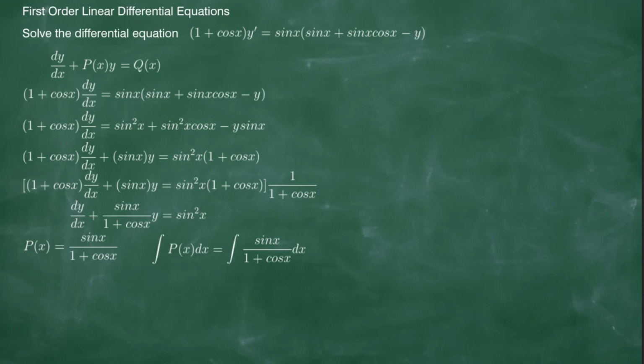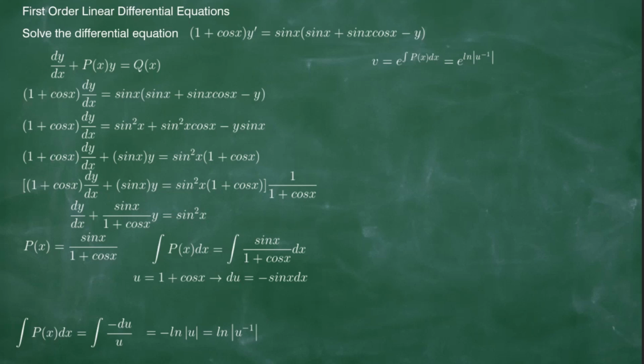So we'll use u substitution here. We'll let u equals cos x, and that will give us du to be negative sin x dx. Okay, so our integral of p(x) dx is the integral of negative du over u, which is just negative ln u, or ln of u to the negative 1. The integrating factor v equals e to the integral of p(x) dx is now equal to e to the ln of u to the negative 1, which is just u to the negative 1. But u is equal to 1 + cos x, so our v will now be (1 + cos x) raised to the power of negative 1.